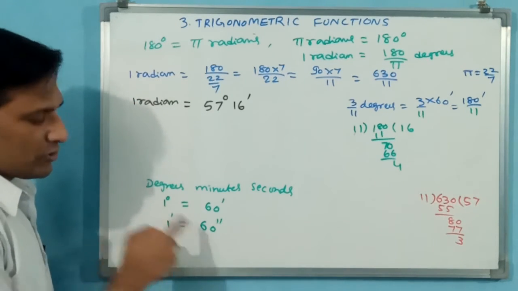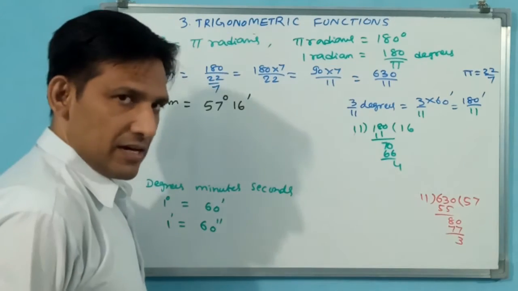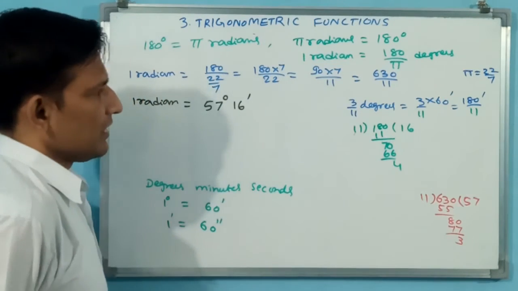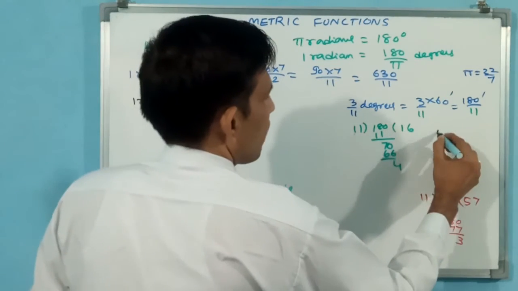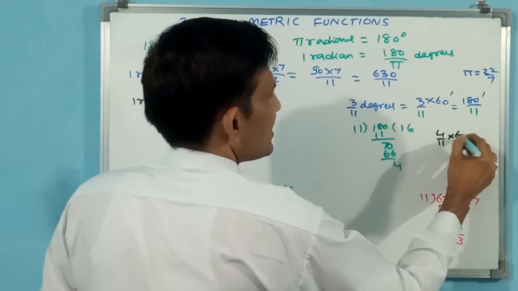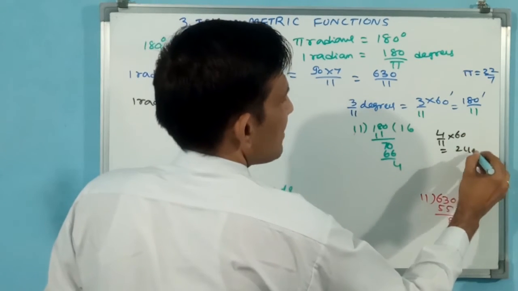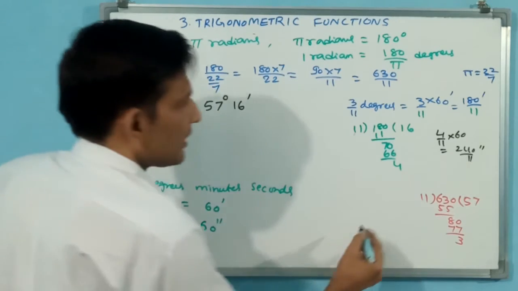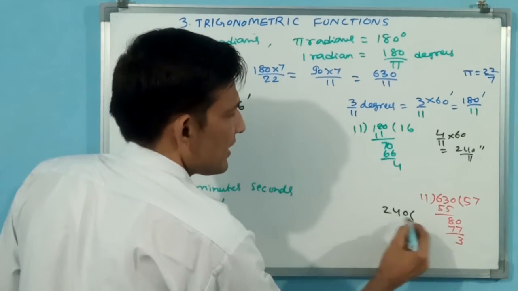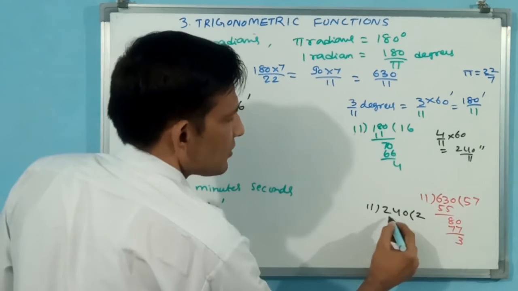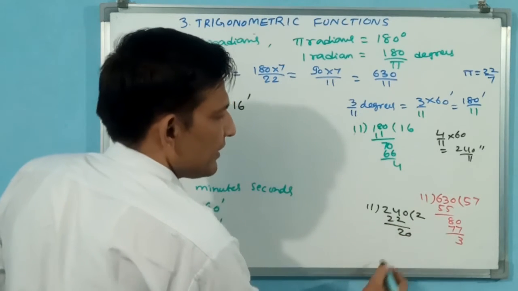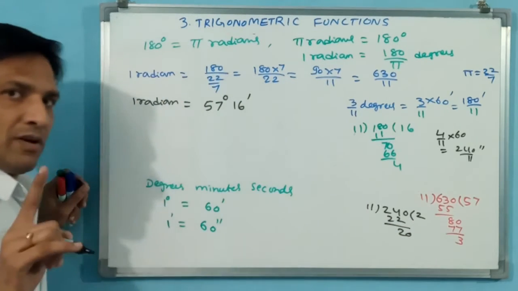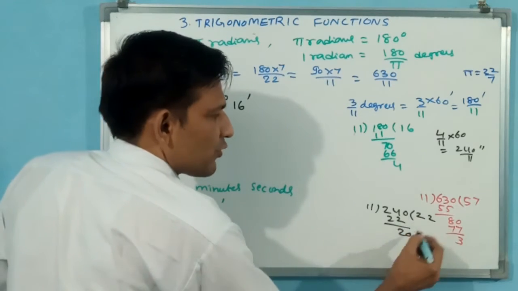See, 1 minute is equal to 60 seconds. Another calculation we are having, right? Then 4 by 11 into 60, that is equal to 240 by 11 seconds. Seconds also will come. Okay, you see now 240 by 11. 11 twos are 22. 20. See, here again 2 you can take, 22.